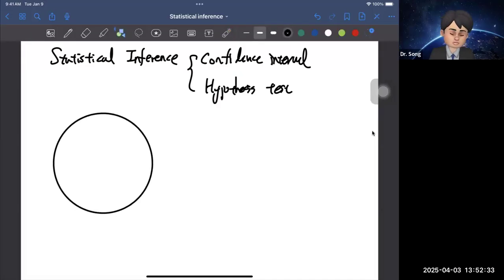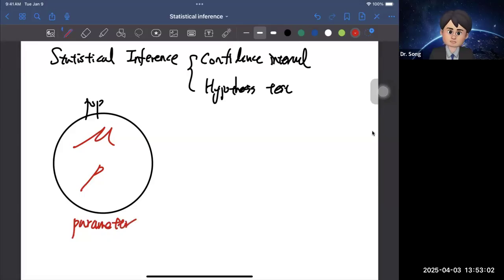So when you have the population here, you want to know the population mean mu and population proportion p. But in many cases, it's not possible to obtain the population data because it costs a lot or it takes too much time. So that's why you cannot figure out this population mean mu, or you cannot get the population proportion p. And by the way, this population mean mu and population proportion, we call the parameter.